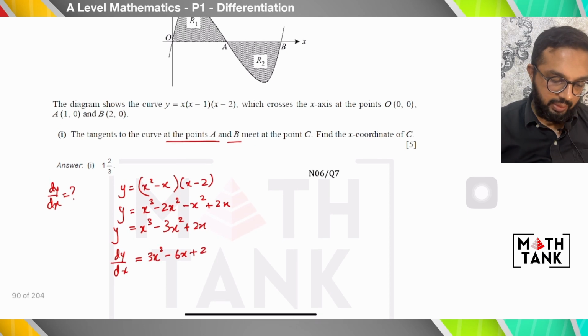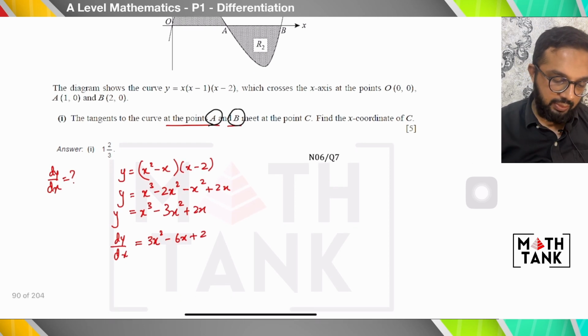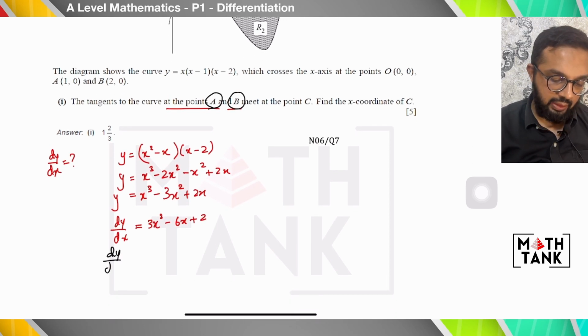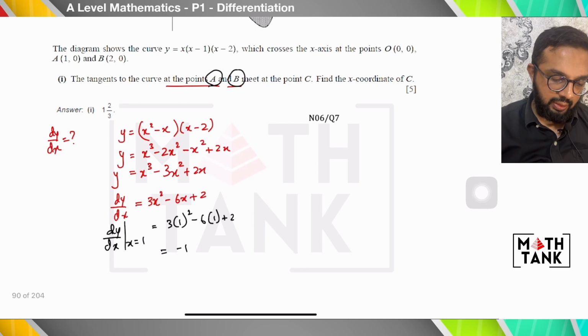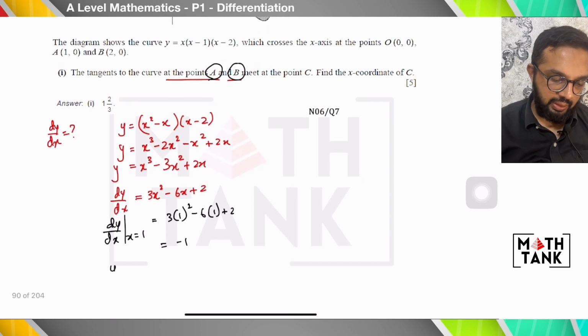I need the equations of the tangents at the points A and B, so I'm going to first plug in the coordinates of A and say that x equals 1. 3 times 1 squared minus 6 times 1 plus 2. I get minus 1. Constructing the equation, I get y minus y1 equals m times x minus x1. Okay, that's the first equation of the tangent.